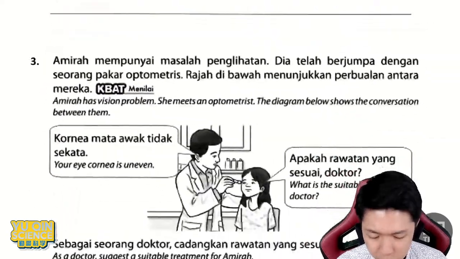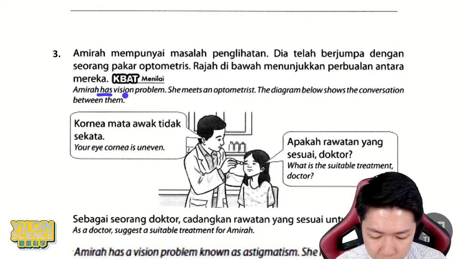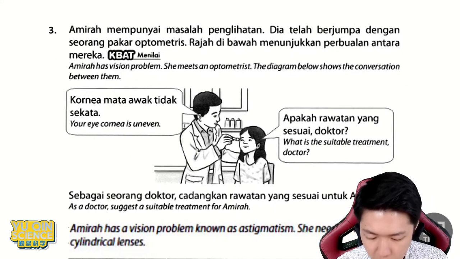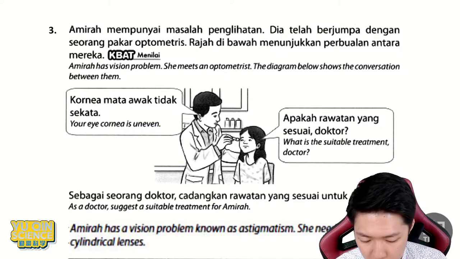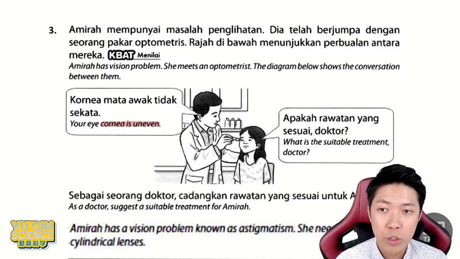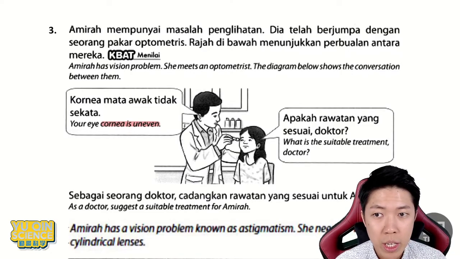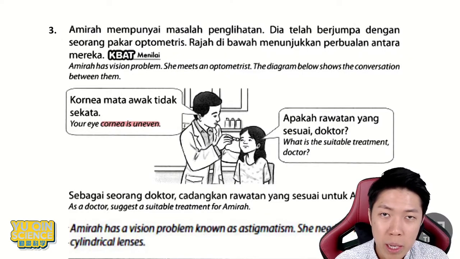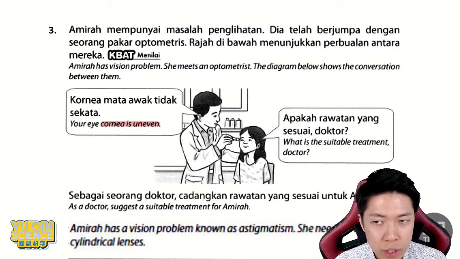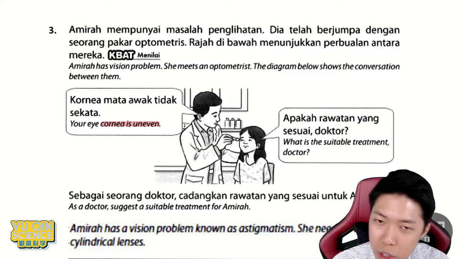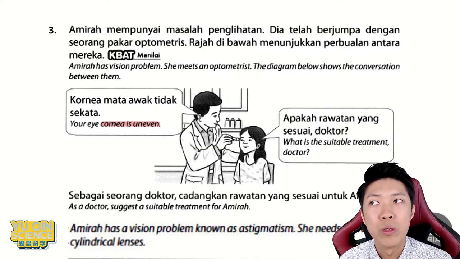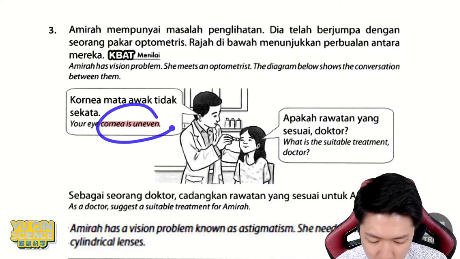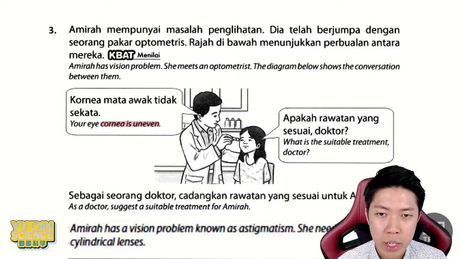Okay, right, number three. Amira has a vision problem. She met an optometrist. The diagram below shows the conversation. Okay, your cornea is uneven. Keyword, ladies and gentlemen. Very straightforward. It's actually not as difficult as you think. If you remember keywords, or important parts of that particular topic, you can probably see through it and know what you need to answer. But now the problem is to form sentences, which you have to work towards. Okay, so cornea uneven, ding, keyword comes out already.